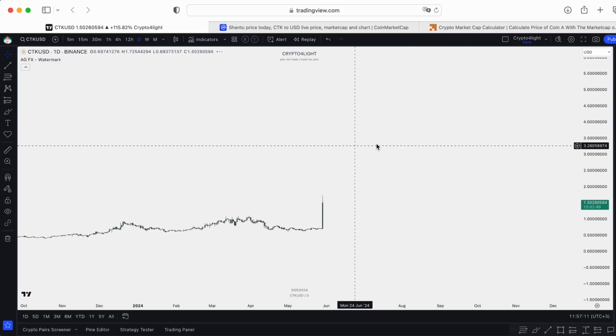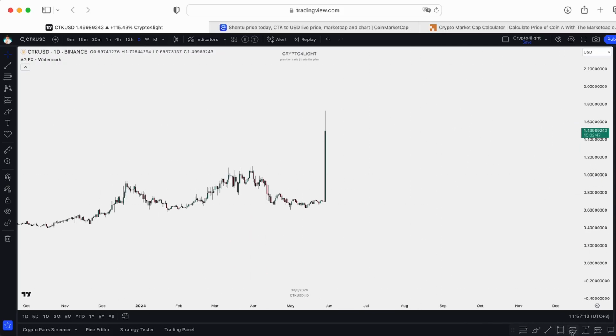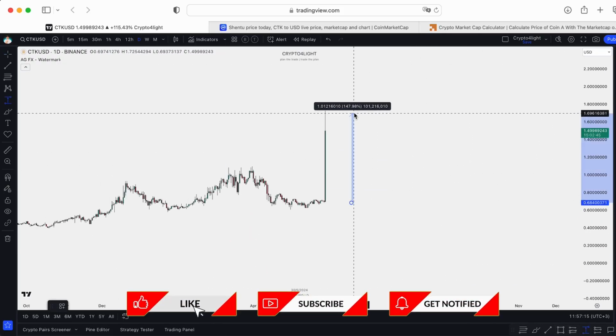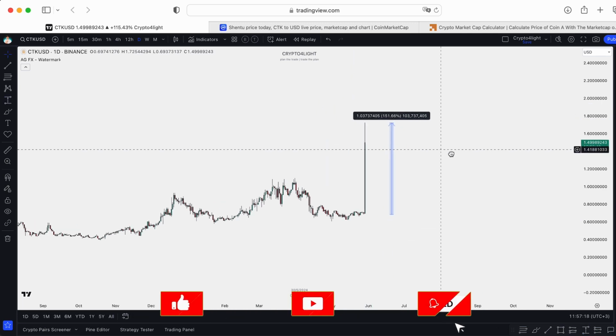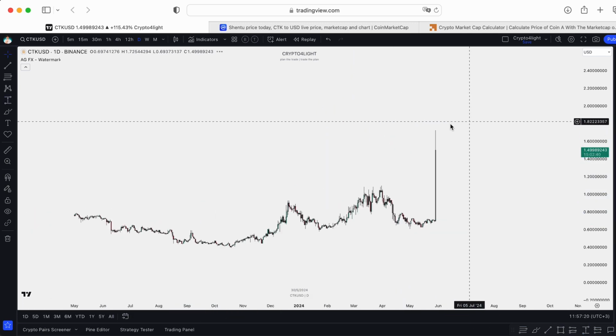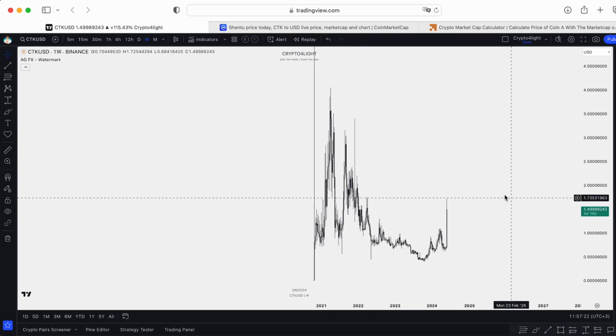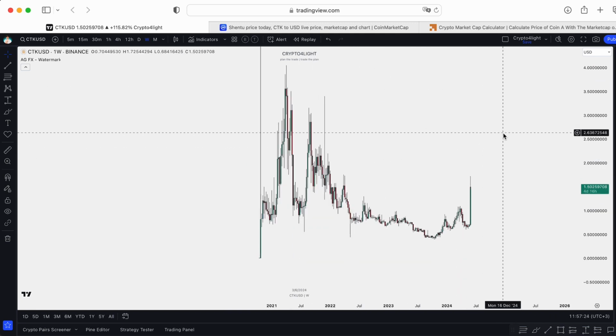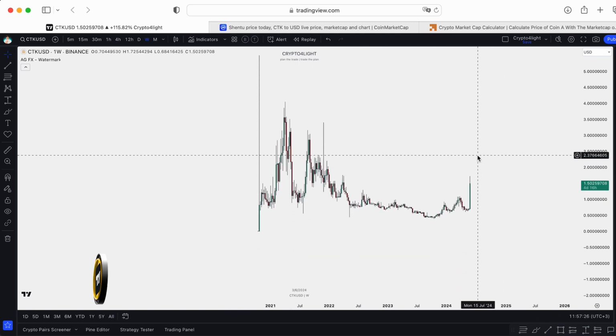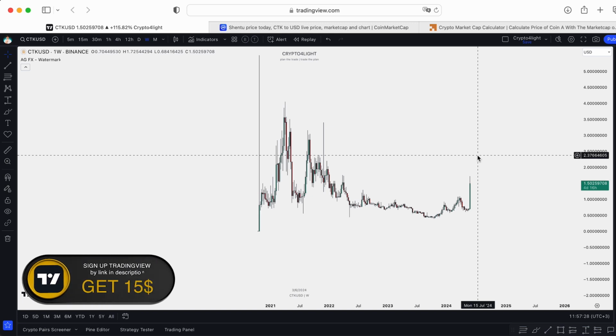Take a look. Today the coin pumped like crazy. So what is this candle? Who could predict this one? In one day, without any reason, like 151%. So that's the point of crypto. We can dump immediately, we can pump immediately. Not all coins will pump at the same time, because there's not enough liquidity.